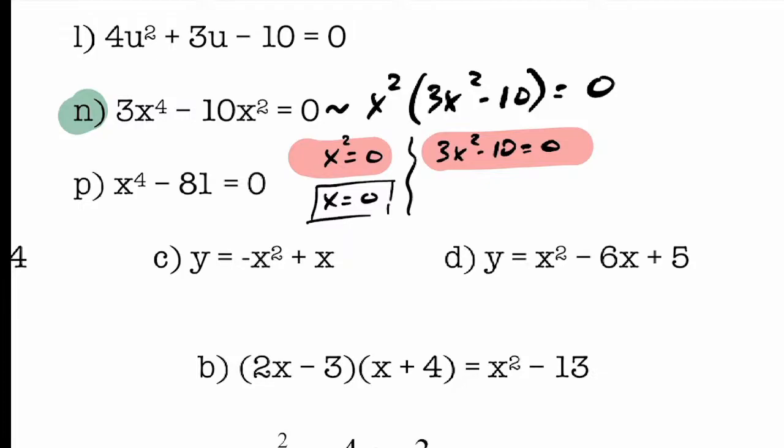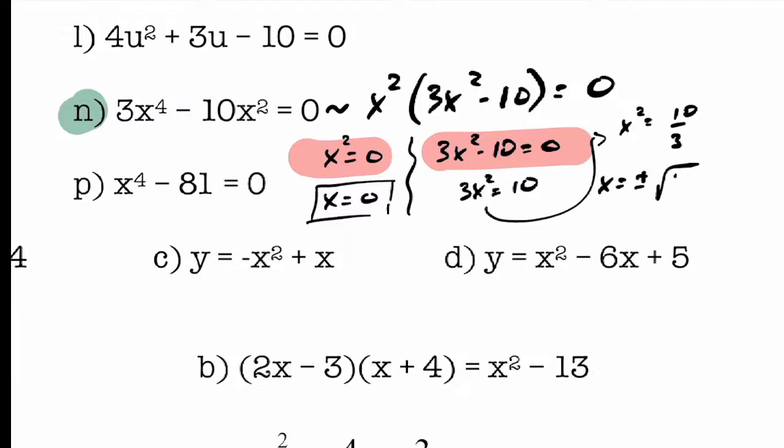You could take the square root of both sides if you like. And then for this one here, 3x squared minus 10 is 0. You can just solve for x squared if you want. Bring the 10 over. Divide by 3. And then take the square root. You'll get this value.